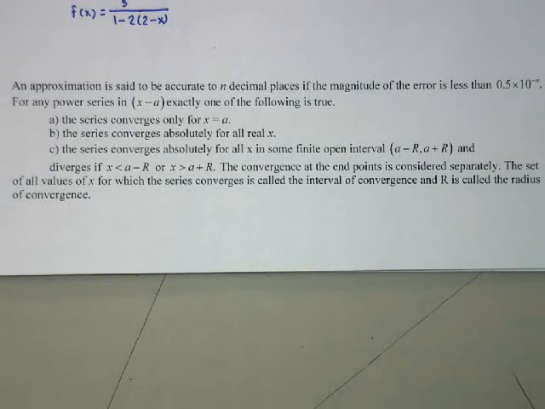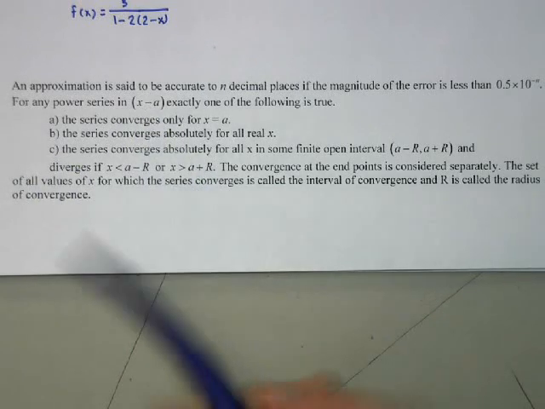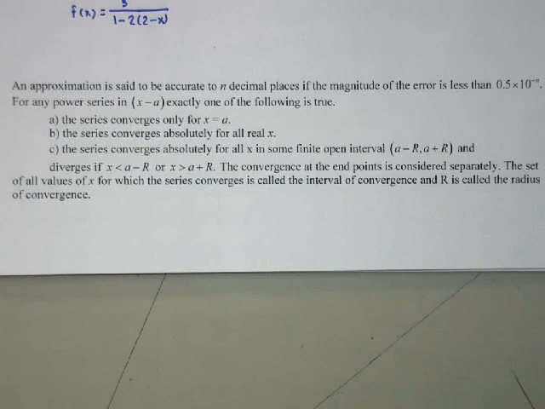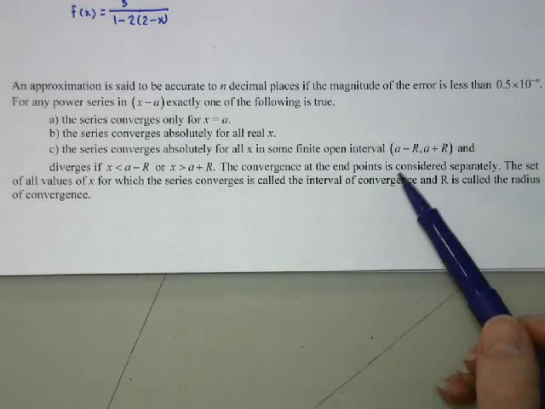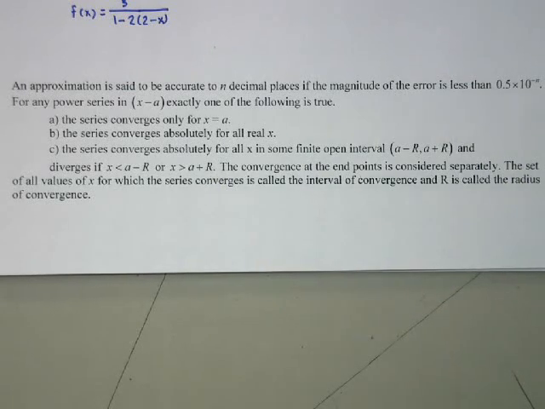Okay, an approximation is said to be accurate to n decimal places if the magnitude of the error is less than 0.5 times 10 to the negative n. We're going to be talking more about error next class. For any power series in x minus a, exactly one of the following is true. The series converges for just a, the series converges absolutely for all x, or the series converges for a finite interval. It converges for an open interval, diverges outside of that interval, and then we have to look at the endpoints. So let's look at some examples.